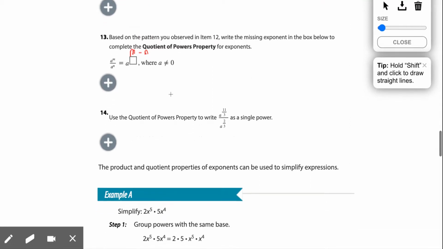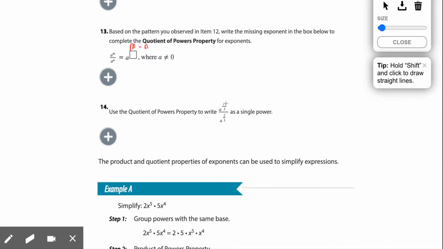Okay, so let's look at this one real quick. a to the 11 over 3 power divided by a to the 2 over 3 power. Well, the quotient rule says I'm going to subtract those. 11 over 3 minus 2 over 3. Okay, well, 11 over 3 minus 2 over 3 is 9 over 3. So a to the 9 over 3. And we can reduce that because 9 over 3 is 3. That's really just a to the 3rd power.